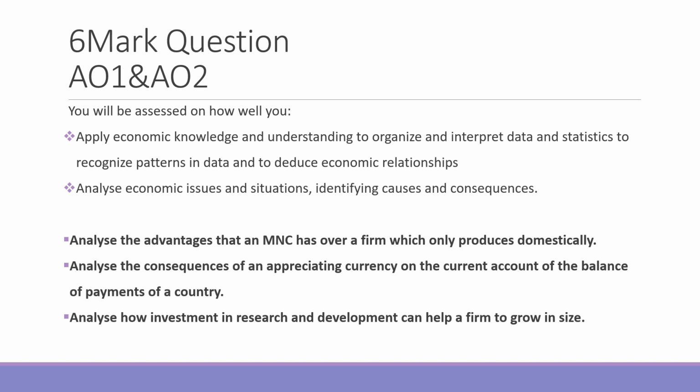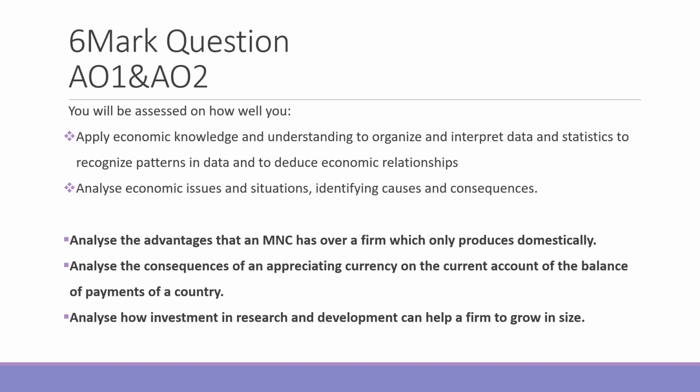So actually the section B C question will always be a 6 mark question. For example, a question like: analyze the advantages that a multinational company has over a firm which only produces domestically. In this question, analyze is the command word that we have to identify, and it is a 6 mark question. So at least a minimum of 4 points you have to keep in mind. You have to identify them and explain them well.